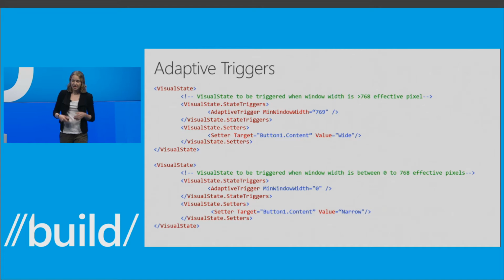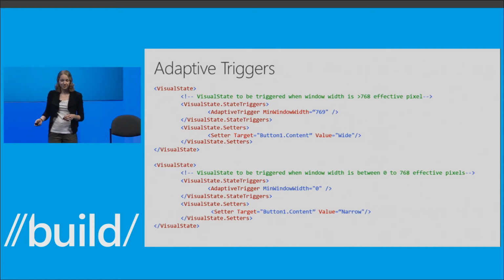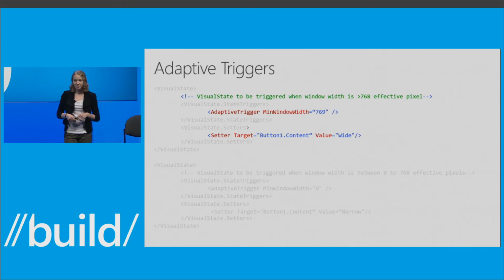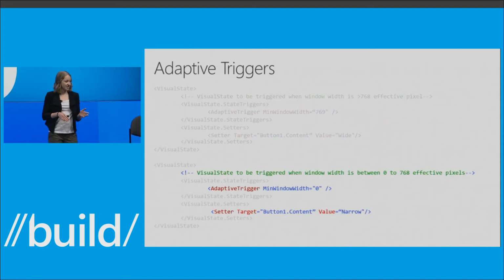So let's take a look at an example of using an adaptive trigger. In this example, a developer wants to show a wide button on big screens and actually exchange that button for a narrow button on small screens. So if we focus on the top, this developer is using the adaptive trigger of minimum window width to say, OK, if the screen is greater than 768 effective pixels, show a wide button. And if it's less than 768 pixels, show a narrow button optimized for the phone.